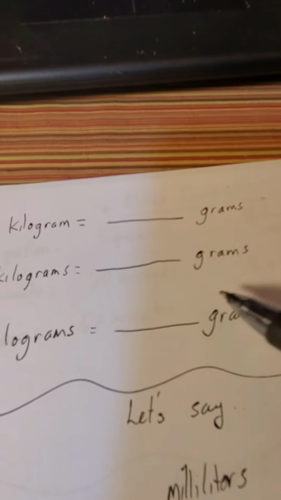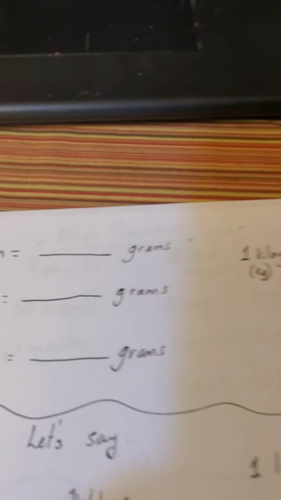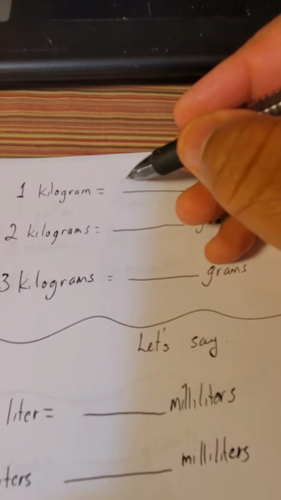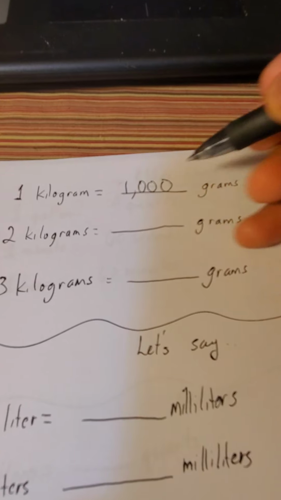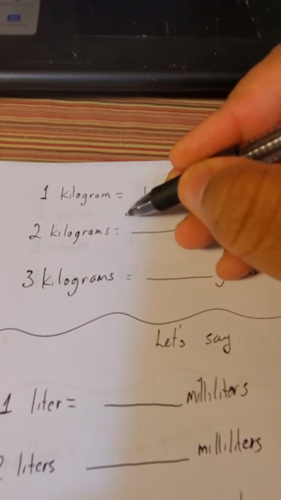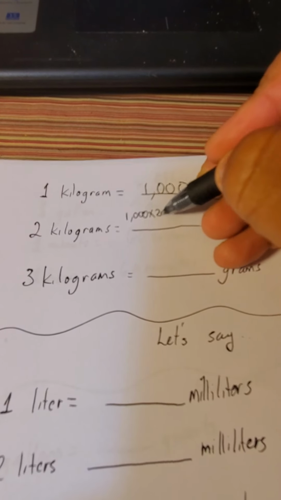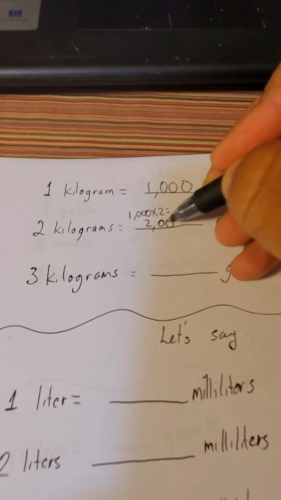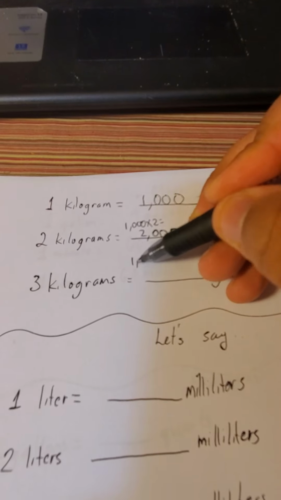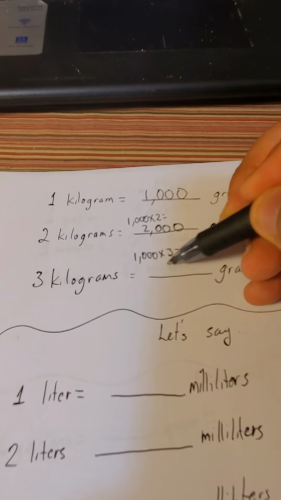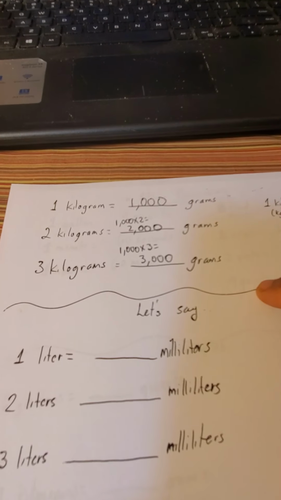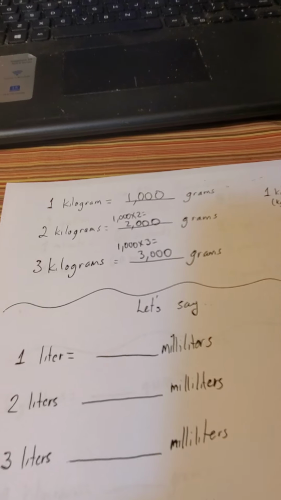Let's try the kilogram. How many grams are in 1 kilogram? Well, a kilogram is 1,000 grams. How many grams will be in 2 kilograms? Well, that would be 1,000 times 2, so that'll be 2,000 grams. And for 3 kilograms, it would be 1,000 times 3, which would be 3,000 grams. And I can go on and on like that. If I want to know how many grams are in 5 kilograms, that'll be 5,000 grams.